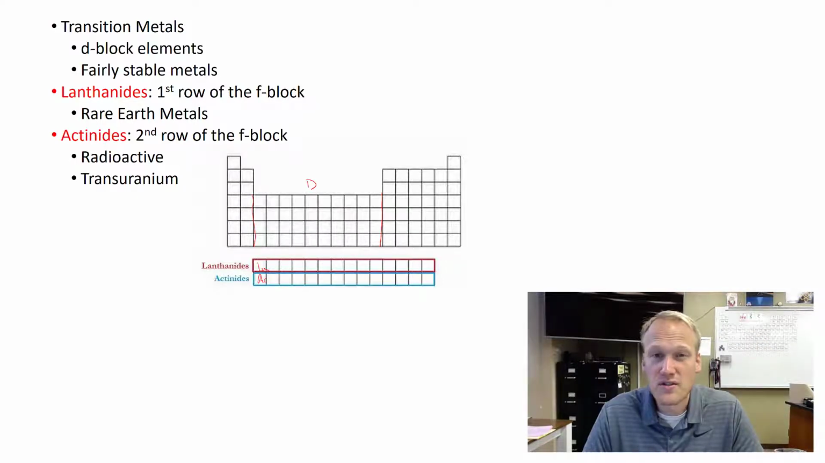Typically, these transition metals are fairly stable, and a lot of times they're used for things like jewelry or building materials because they're not very reactive. But when you get down to the lanthanide and actinide series, you can get into some radioactive elements.